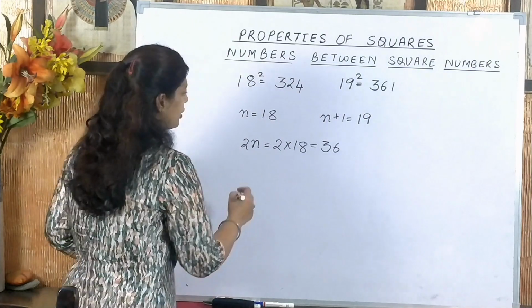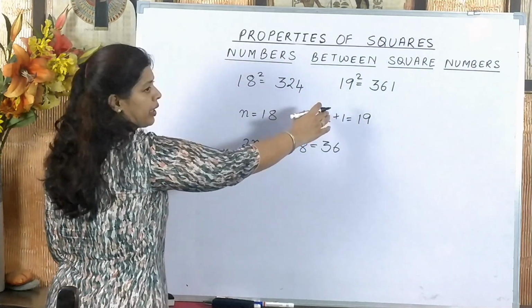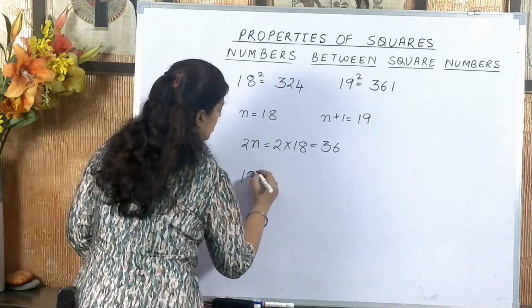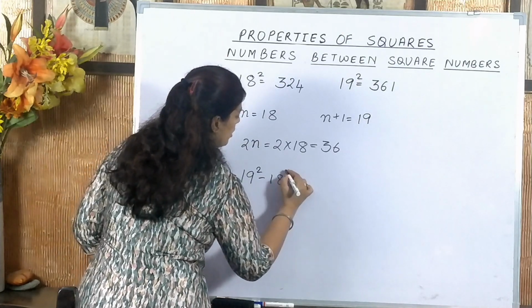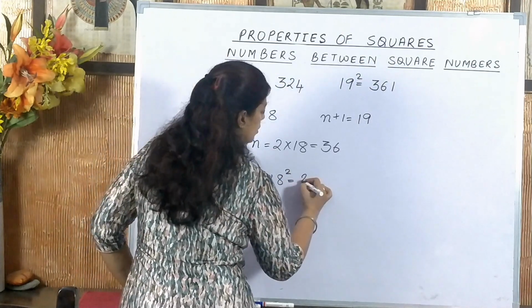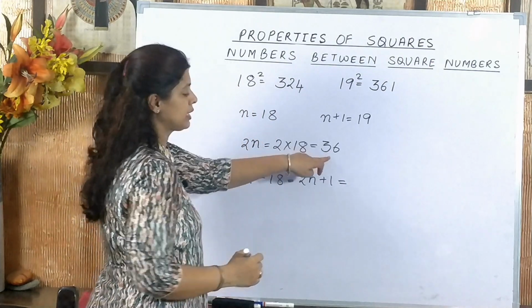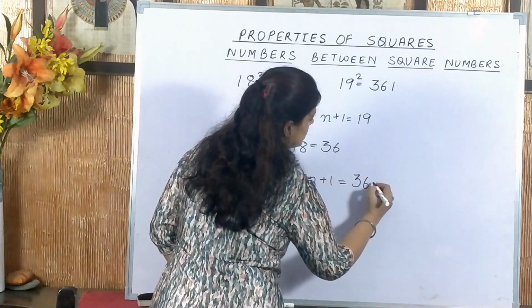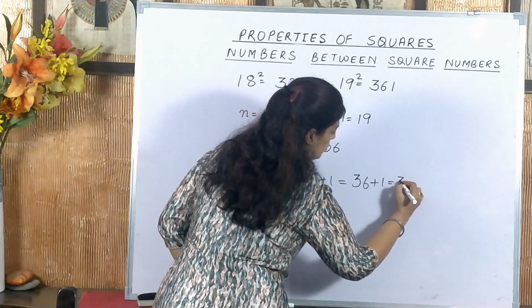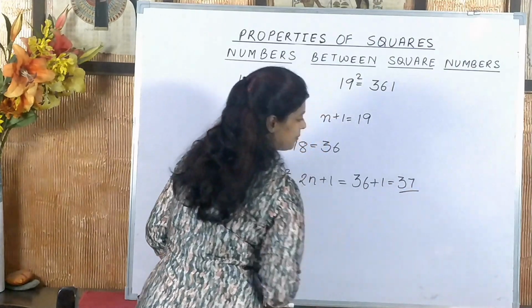And the difference between 18 square and 19 square will be 19 square minus 18 square, which is equal to 2n plus 1. 2n we have got as 36. So 36 plus 1, which is equal to 37.